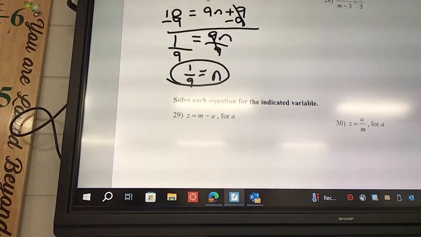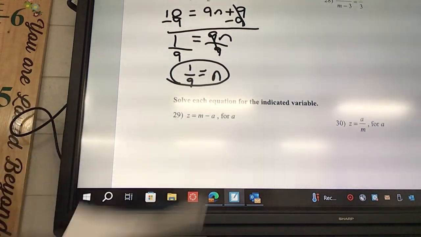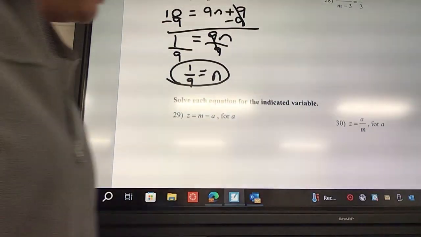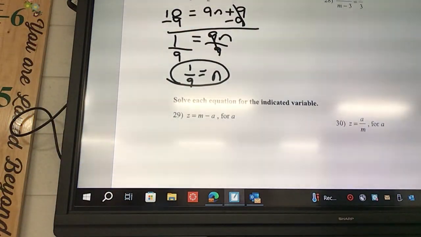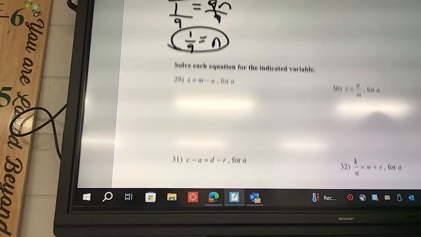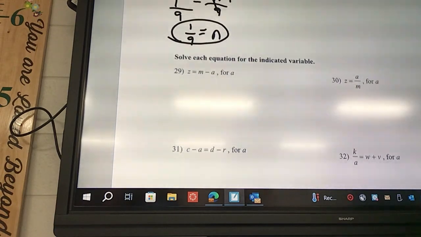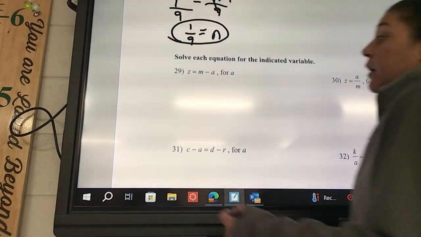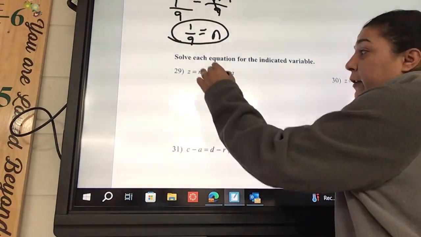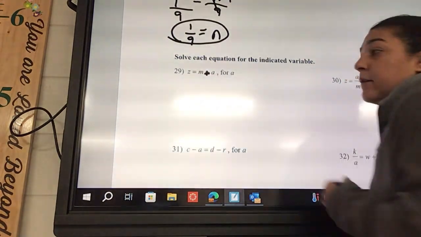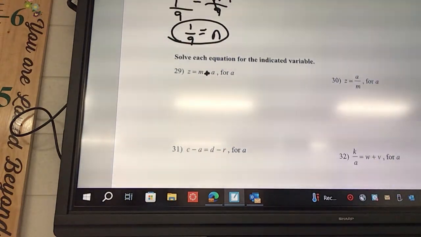Okay, solve each equation for the indicated variable. On this one, we're solving for a. So we want to move anything that is by a away from a. I don't particularly love this one because it does say negative a, so there's an additional step. I'm going to change this because I would never put one on your final like this. We're going to say m plus a. Make that a plus instead of a minus.